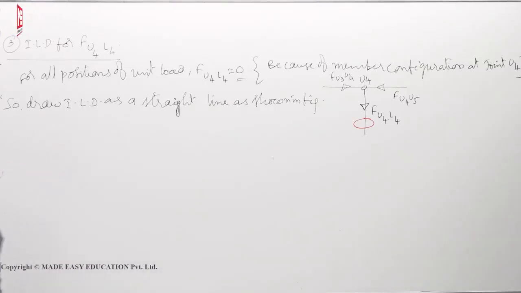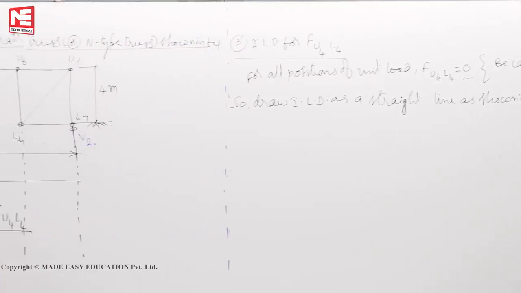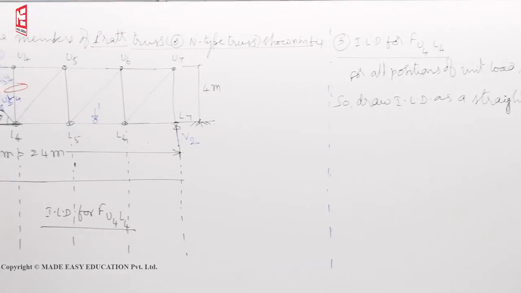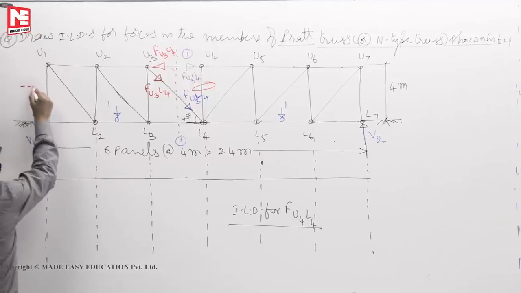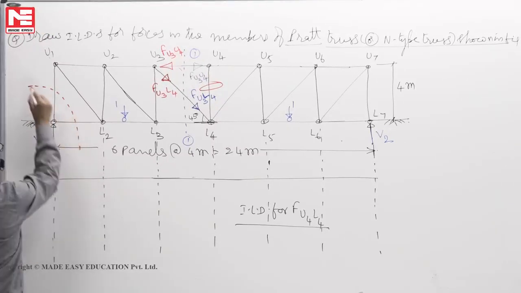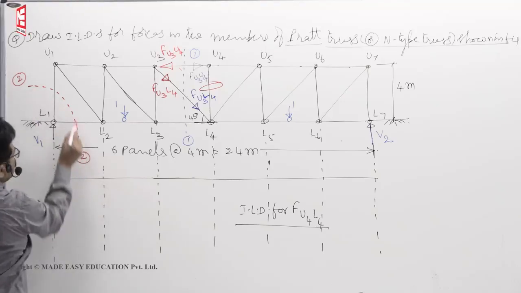Now, I want to draw this over. I will draw ILD for F U1 L1. If I want to draw ILD for F U1 L1, you have to cut it first. So cut it like this. This section, let us say 2, 2. Cut it by 2, 2.